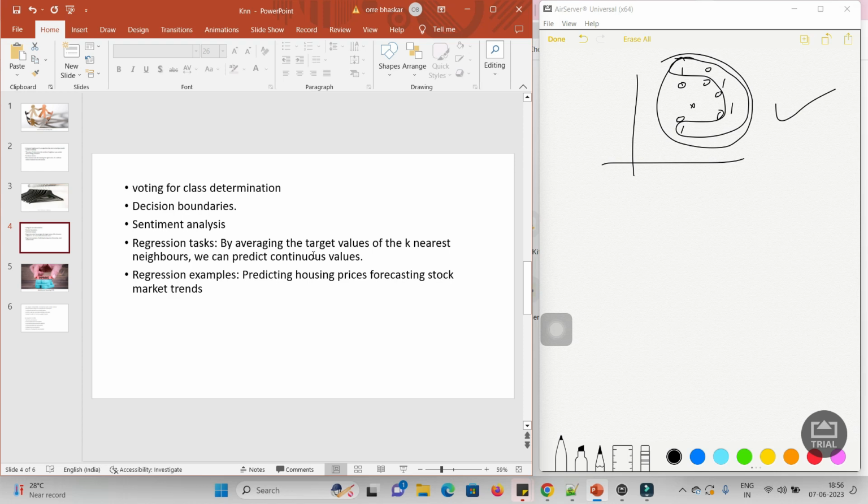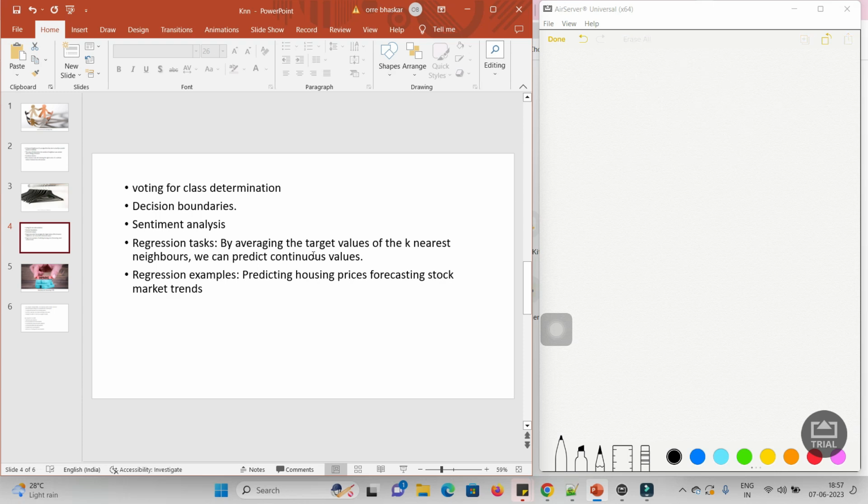Now imagine drawing boundaries to separate different classes. These decision boundaries are formed based on the majority vote of neighbors' instances. It's like drawing lines on a map to mark the different territories. Let's not forget the exciting applications. KNN can be applied to a wide range of classification problems like image classification or sentiment analysis. It's like teaching a computer to recognize objects or to understand emotions.